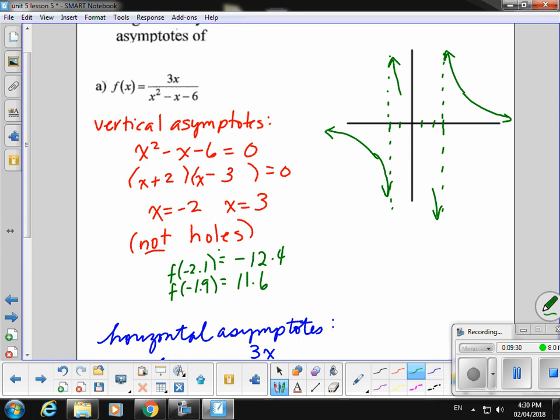So let's look at our function at 0. We will have 0 divided by negative 6. We end up at 0. We've got this funny place right here. We didn't look at critical points, but we assume there's going to be something going on at 0.